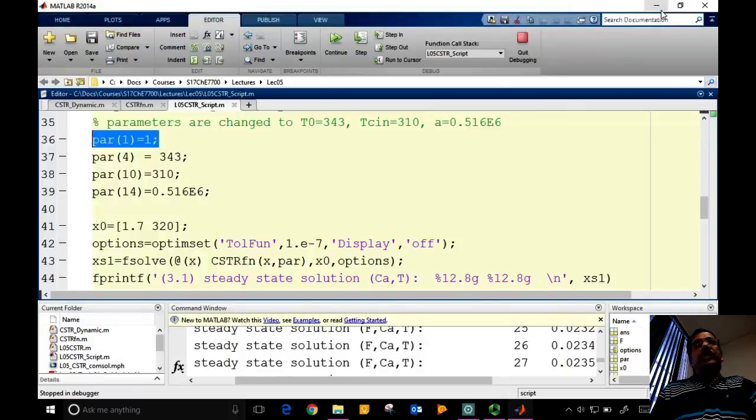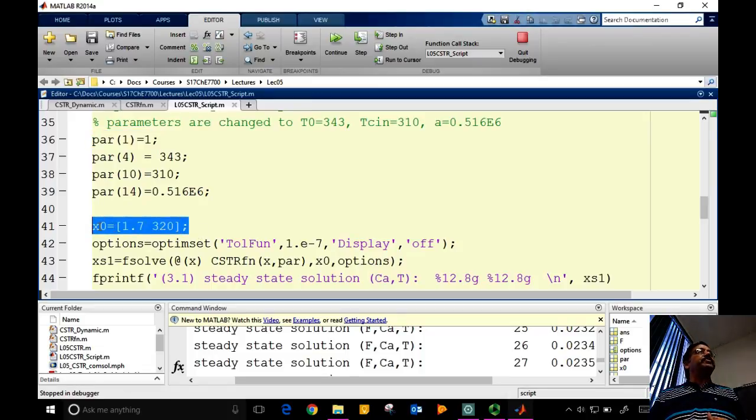Okay, you are using the word initial guess. So we need to make a distinction between the steady state solution and the dynamical solution. For the steady state solution, these are indeed initial guesses. Okay, because it is a guess to an algorithm that uses a trial and error method to find a solution.